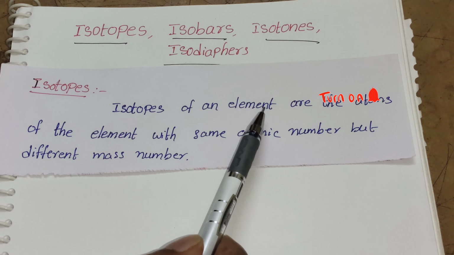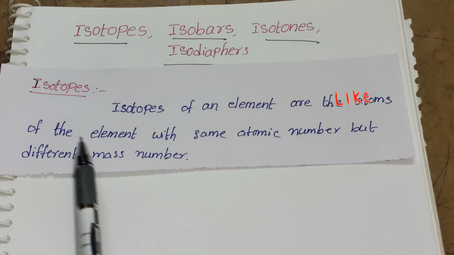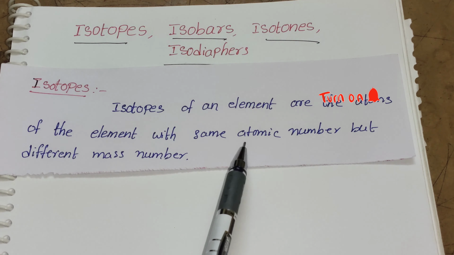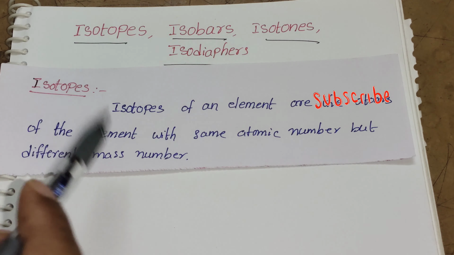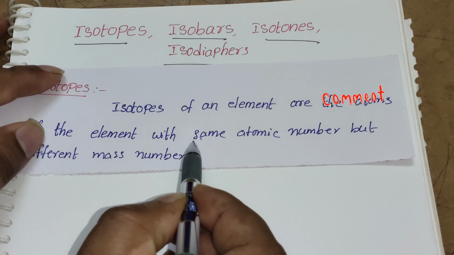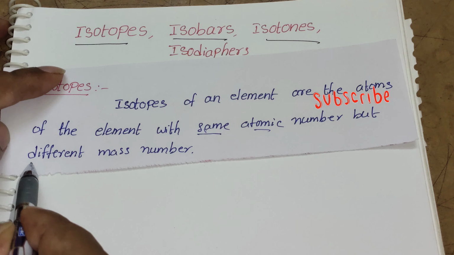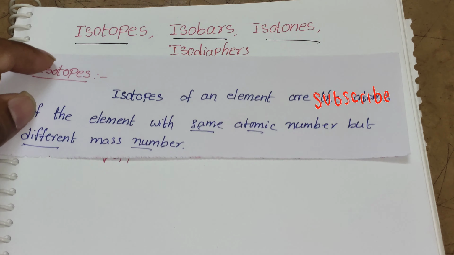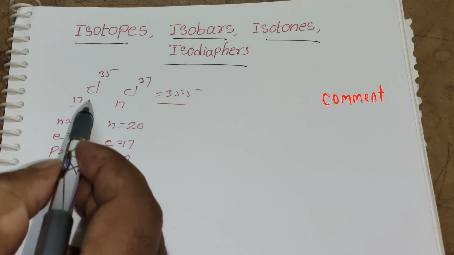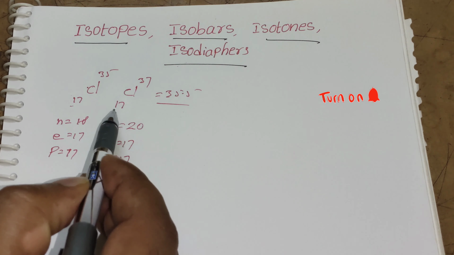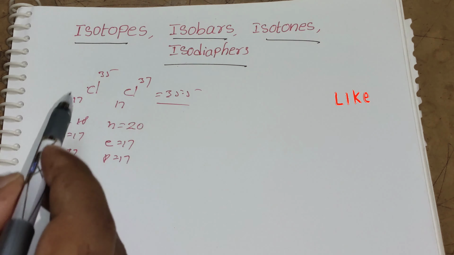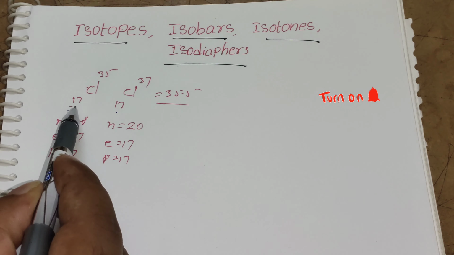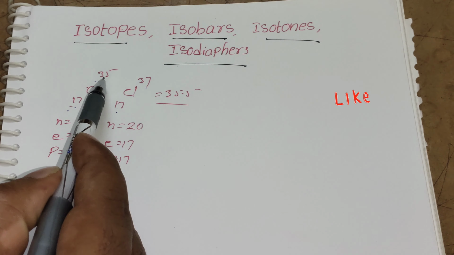Isotopes of an element are the atoms of the element with the same atomic number but different mass number. So same atomic number and different mass number is called isotopes. For example, here chlorine-35 (17Cl35) and chlorine-37 (17Cl37) both have the same atomic number but different mass number.